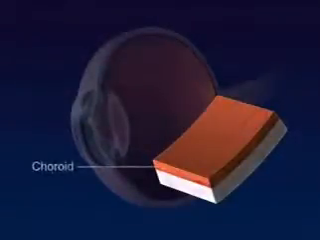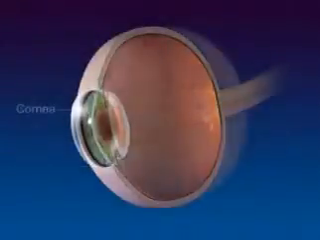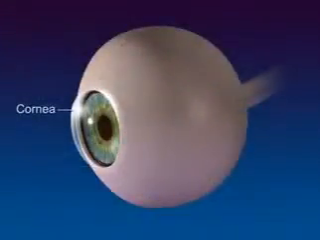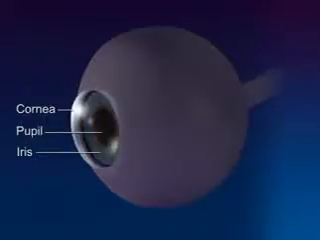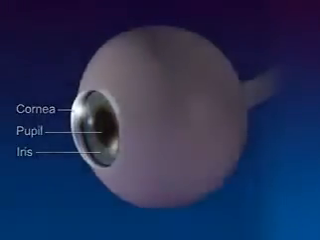Choroid is the middle layer that contains the blood vessels. The cornea is a clear circular area in the sclera where light enters the eye. The pupil is the circular opening in the front of the choroid. The iris is the colored smooth muscle surrounding the pupil, which adjusts the size of the opening according to the brightness of light.